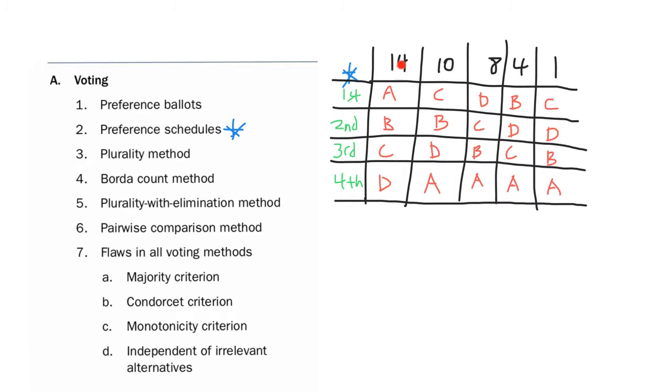And as we can see from the preference schedule, 14 of the voters ranked the candidates thusly, such that A is in first place, B is in second place, C is in third place, and D is in fourth place. 10 voters ranked the candidates such that C is in first place, B is in second place, D is in third place, and A is in fourth place, and so on. So you could understand that. So this is a preference schedule. It's a really great, compact, succinct way of representing what happened during an election where preference ballots were utilized. All right, so that is a preference schedule.